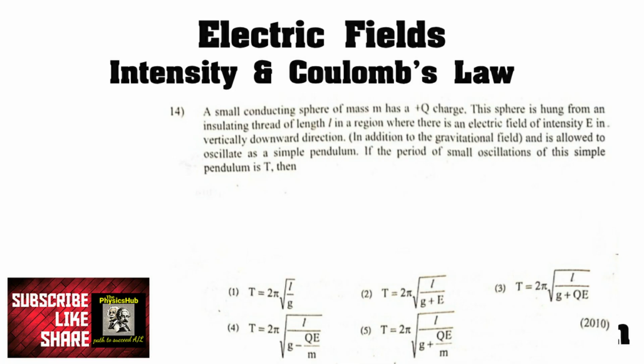A small conducting sphere of mass m has a plus Q charge. The sphere is hung from an insulating thread of length L in a region where there is an electric field of intensity E in vertically downward direction in addition to the gravitational field, and is allowed to oscillate as a simple pendulum. If the period of small oscillation of this pendulum is T, then we have to find the period.